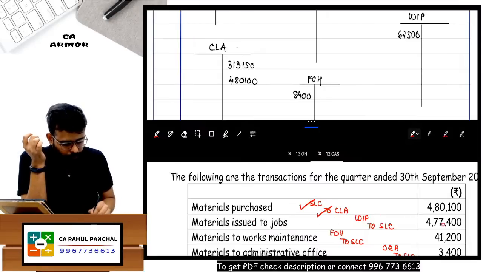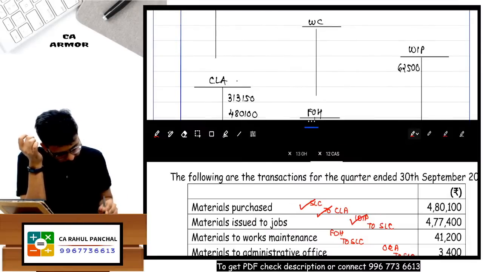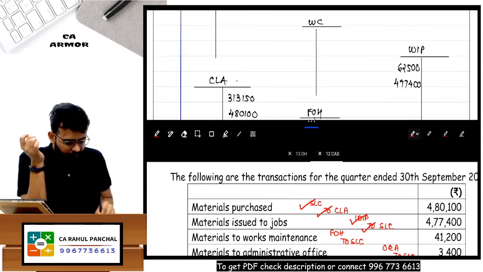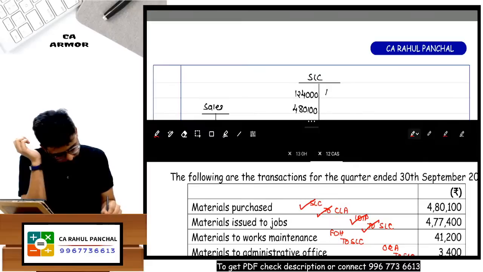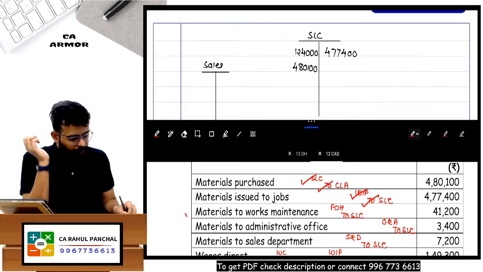So first WIP account will be debited. Let us give this effect. You will write down to SLC, okay. On the SLC credit side you will go, 477,400. Done, sir.